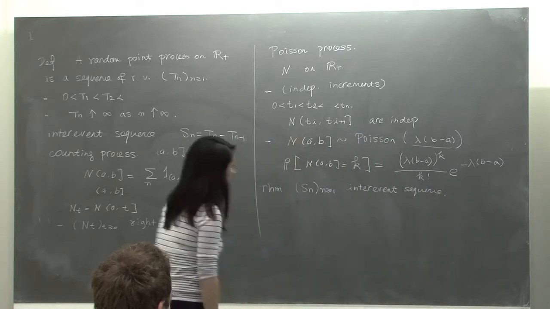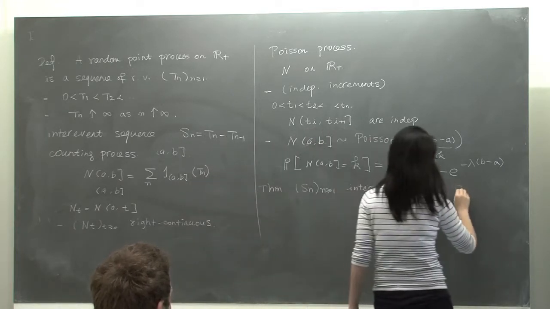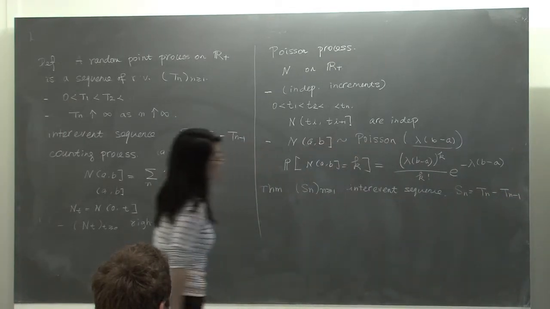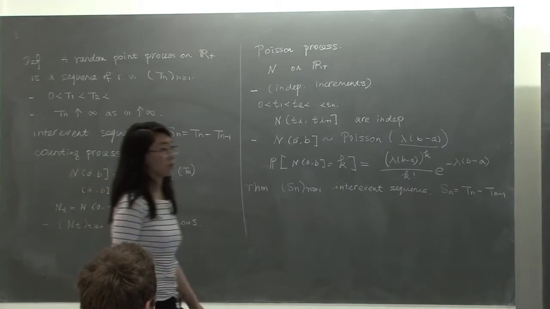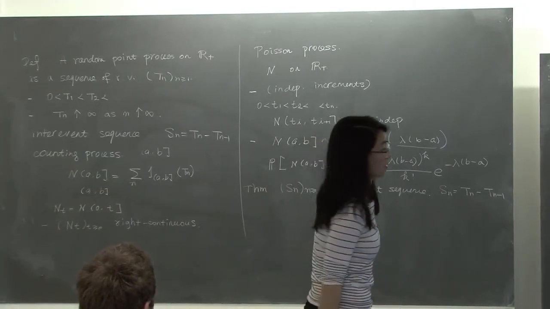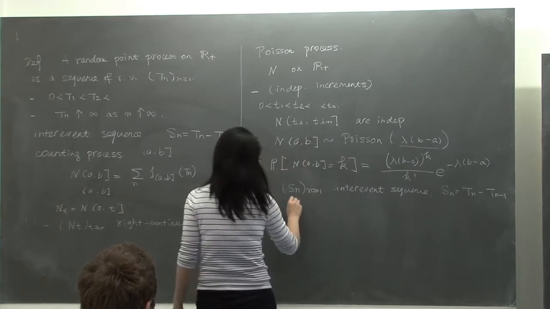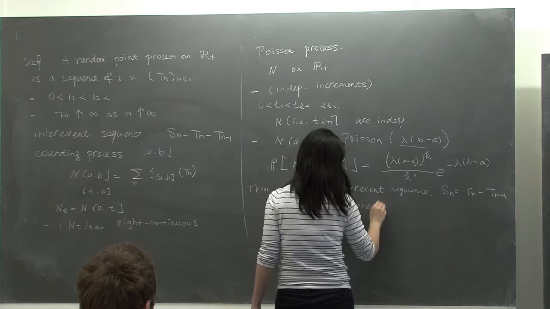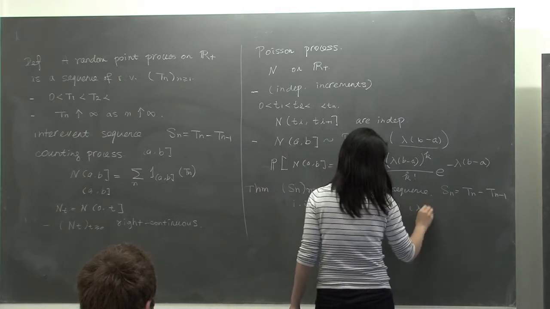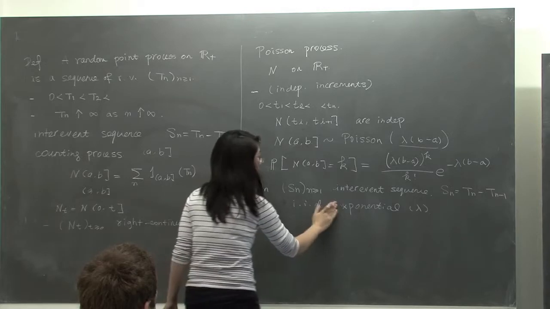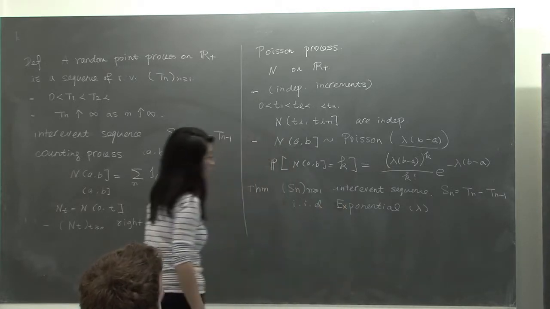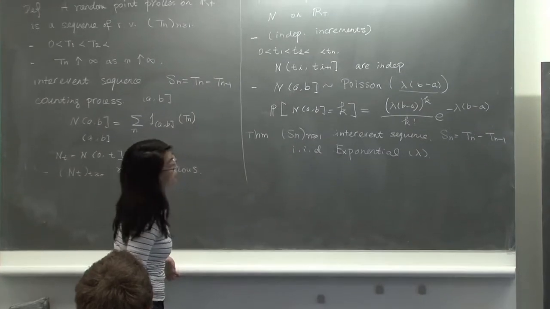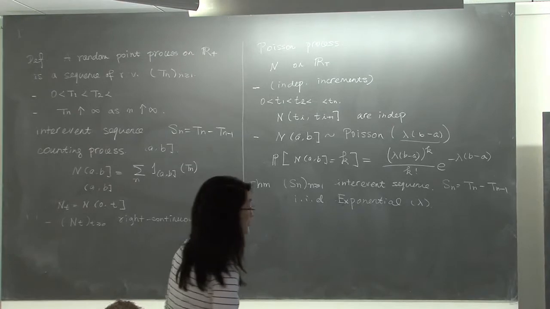So Sn is just the time difference between two neighboring arrival times of the customers. And the conclusion is, if our random process is a Poisson process, then this sequence Sn, they are IID, and their law is exponential with parameter lambda. Okay, so this is the first property we derived for the Poisson process.